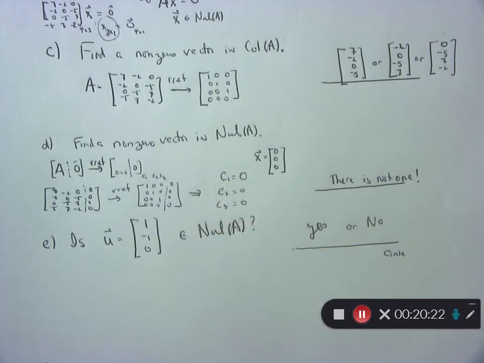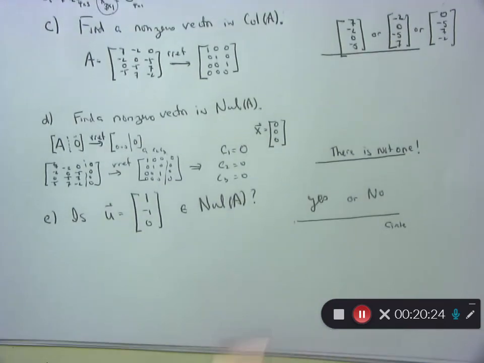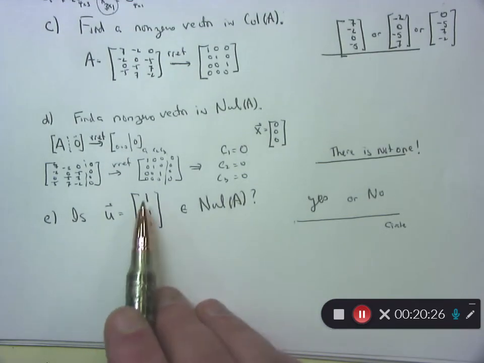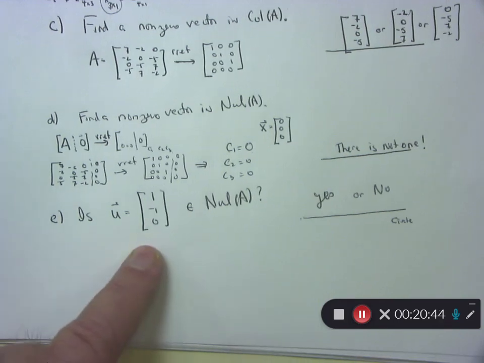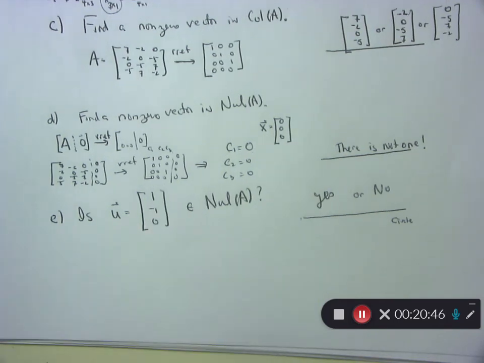Okay? So, question for you. Is U being 1, negative 1, 0 an element of the null space of A? Well, two things. What was the answer to D? What are the non-zero vectors of the null space of A? There aren't any. So is this non-zero vector going to be in the null space of A? No. How do I show you that?